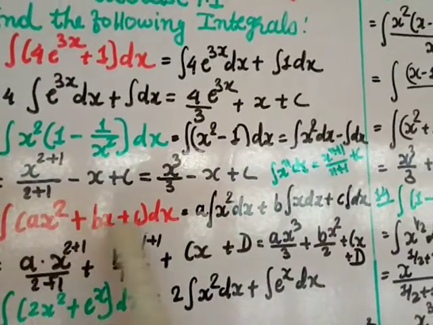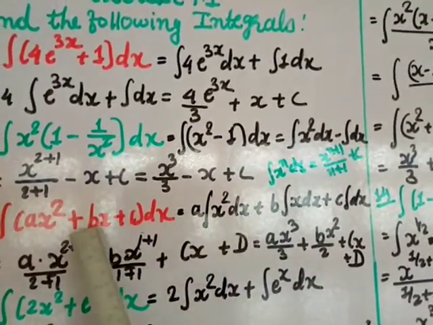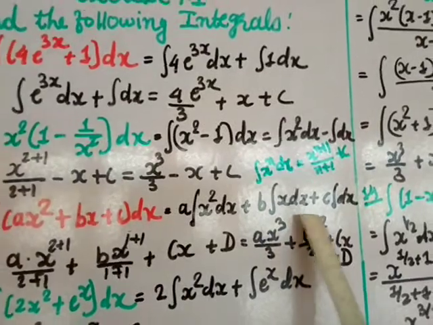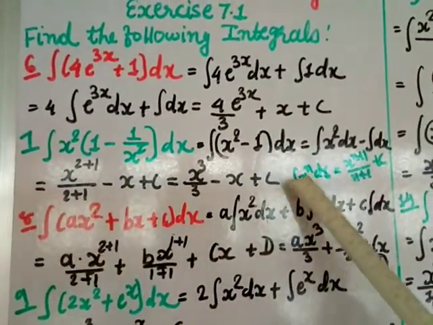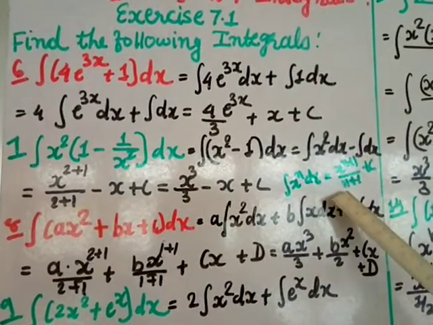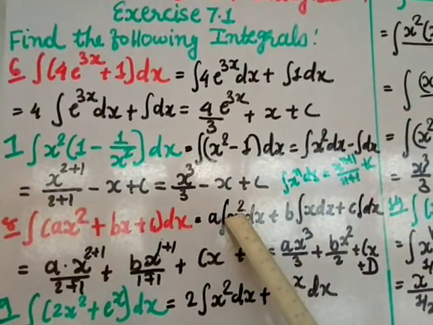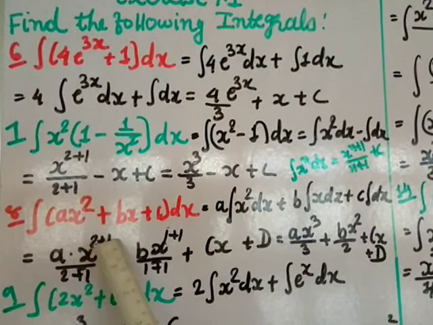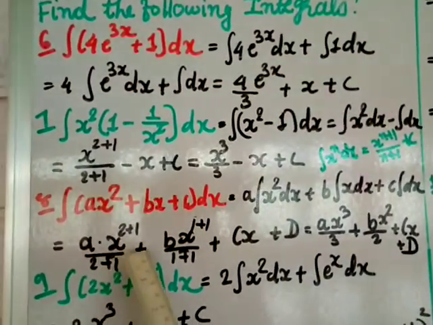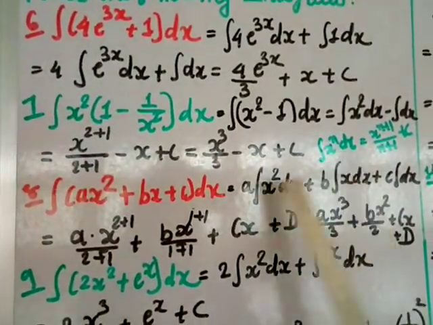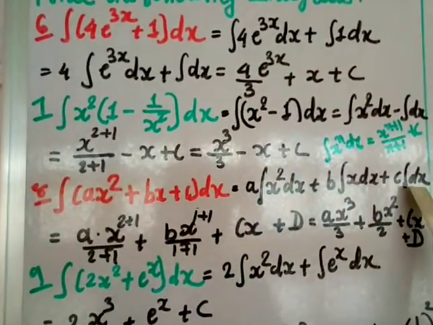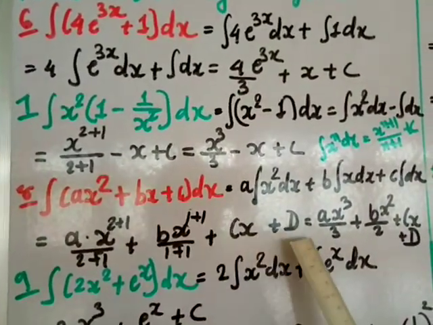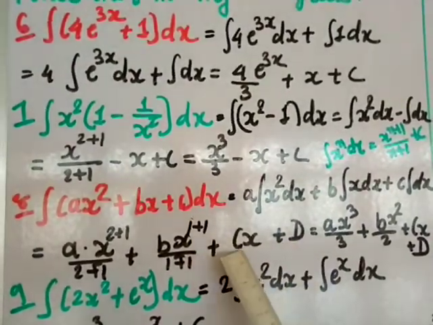So here comes a integral x² dx plus, here b is out, b integral x dx plus c integral dx. Here I am using again the same formula, x^n dx equals x^(n+1) divided by n+1. So for the first, n is 2: a into x^(2+1) divided by 2+1, plus b x^(1+1) divided by 1+1, plus c integral of dx which is x, plus a constant of integration. I put d here because c is used already.